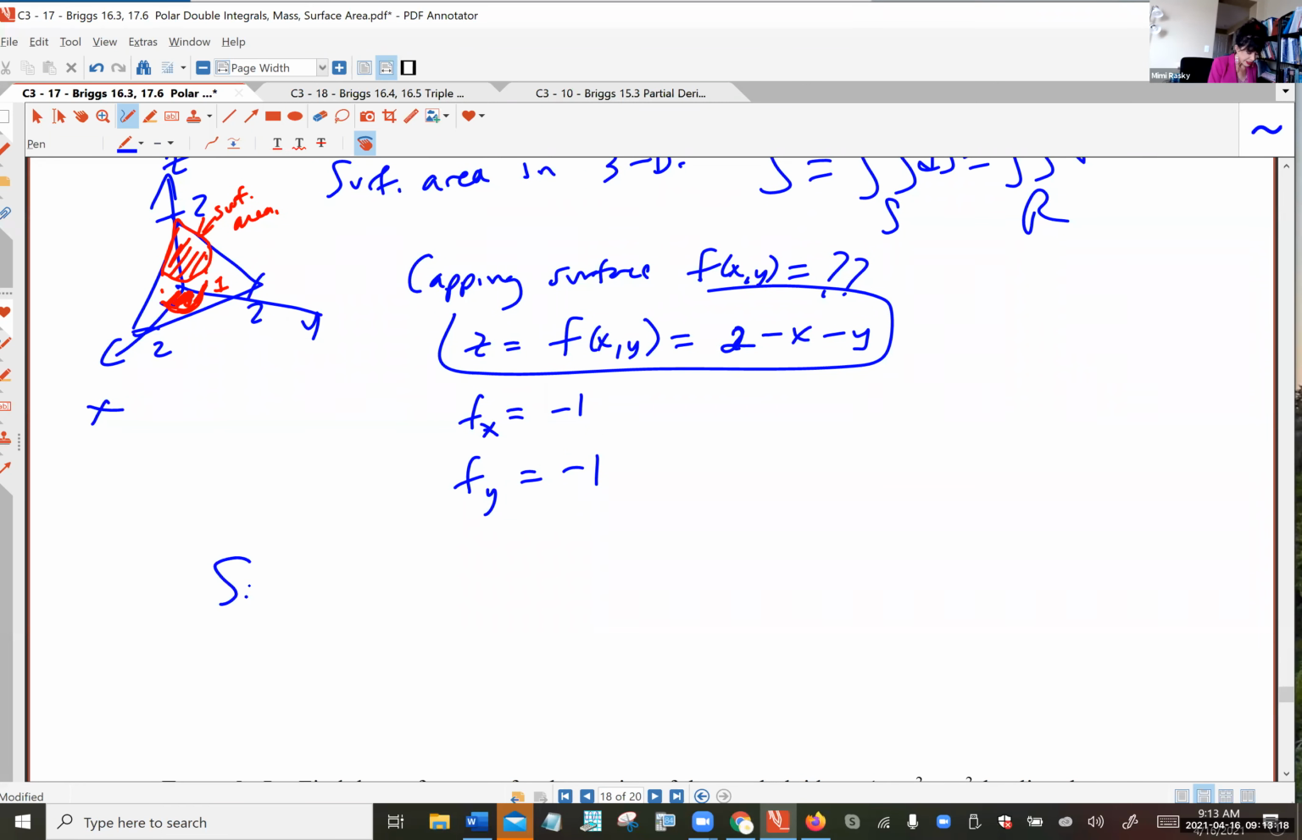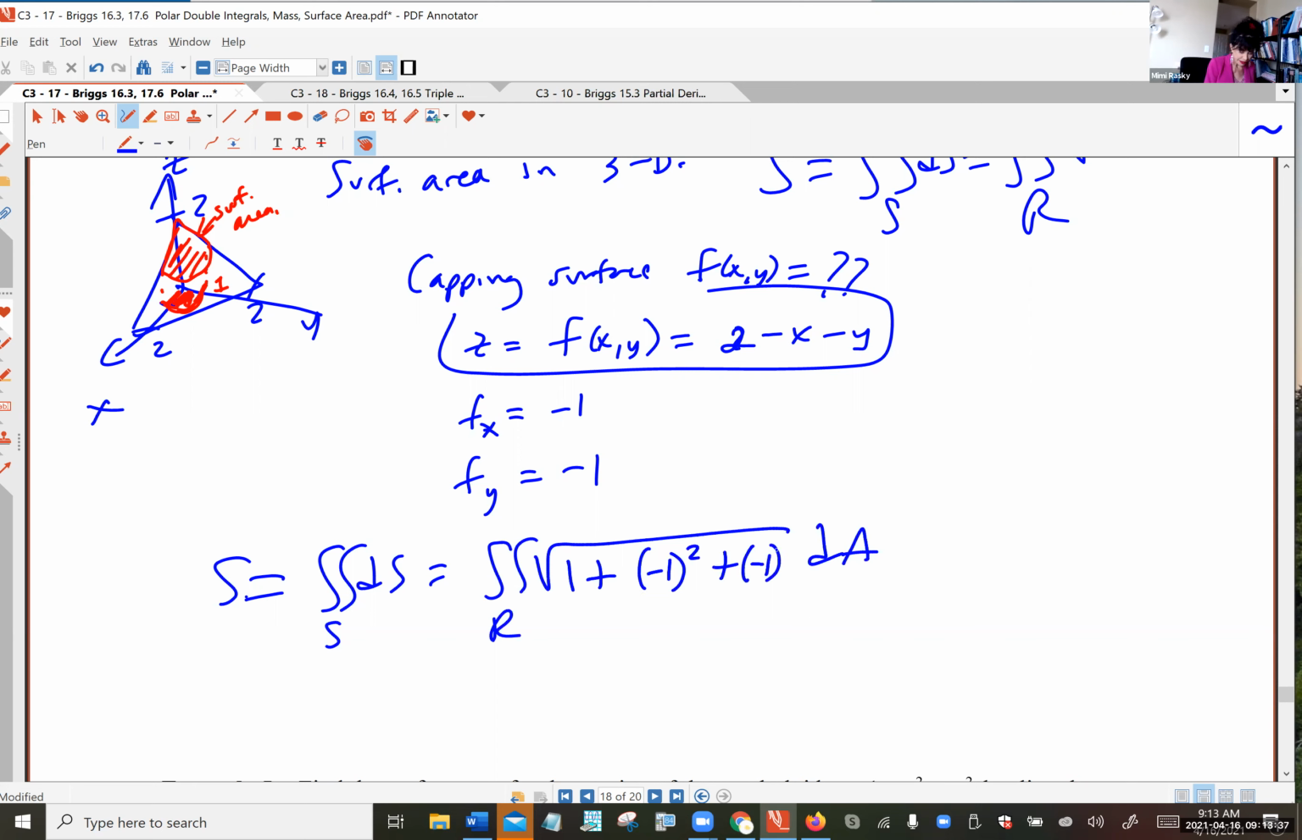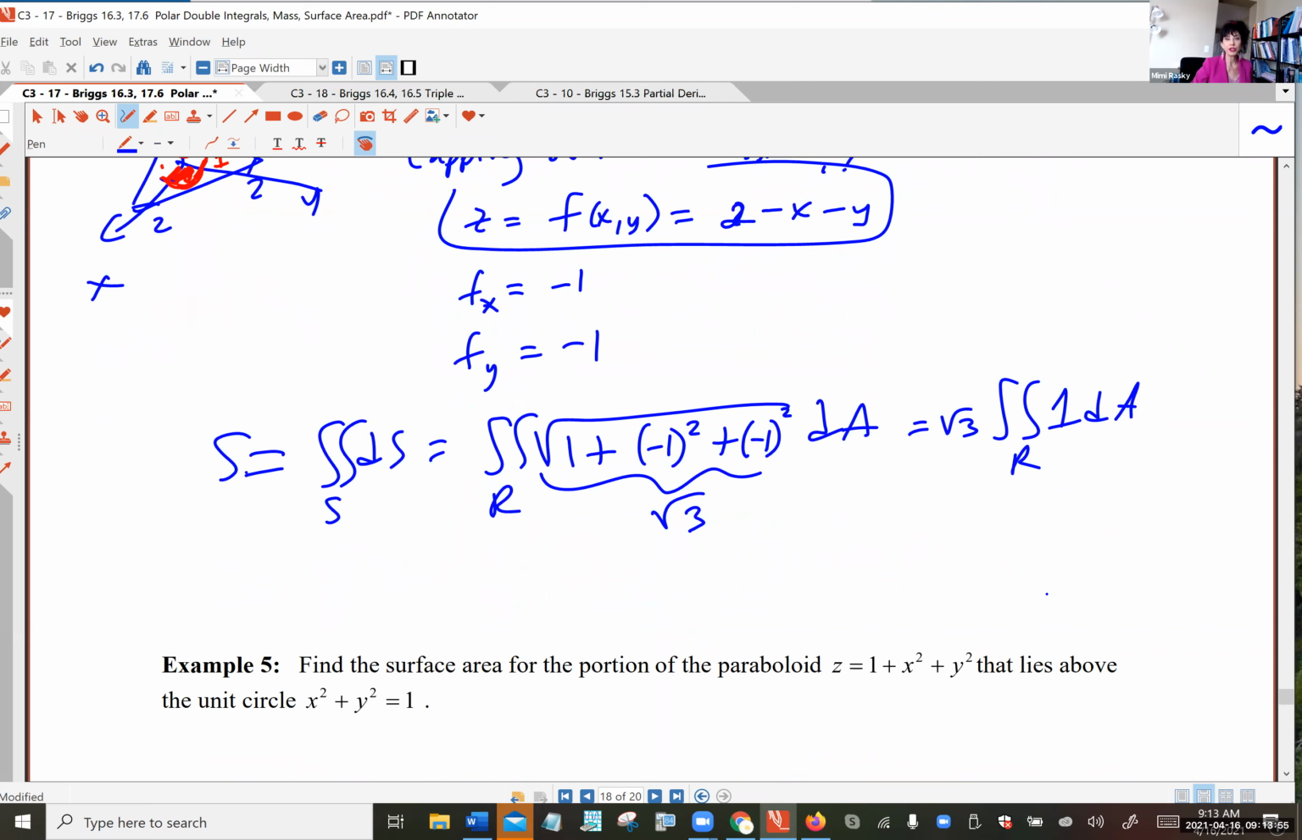So your surface area, which is denoted big S in mathematics, little s is arc length, big S is surface area. But for us, that's going to be the integral over that little quarter of a circle R, big square root, 1 plus first partial of f with respect to x squared plus first partial with respect to y squared. But this is just a constant. Does that always happen? No, but when it does, you're lucky. And so I'm just going to pull that multiple out like this.